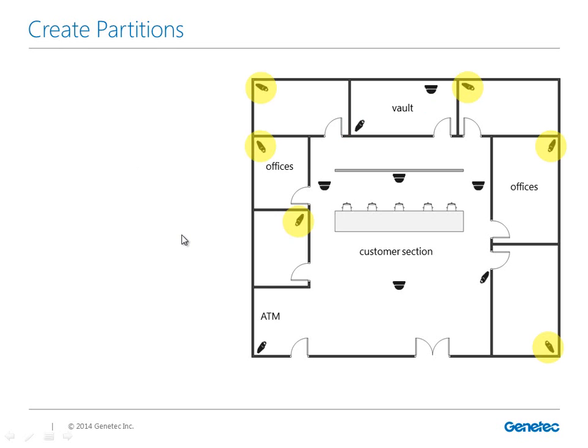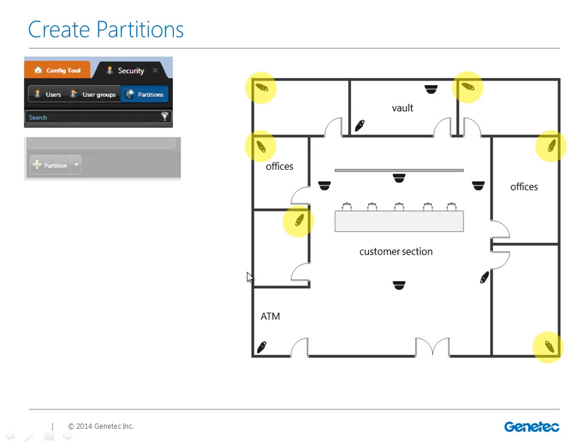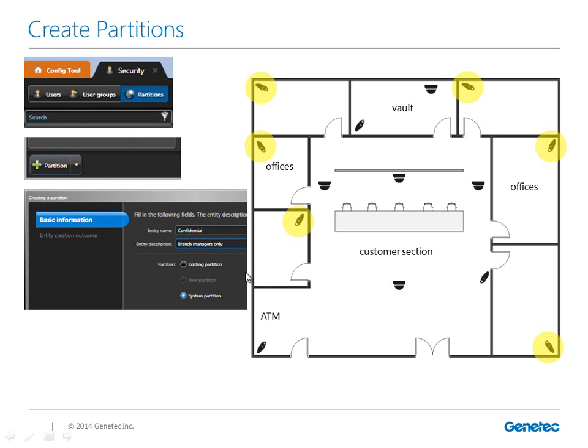Alright, our next level of security is for the branch managers, who will be able to see the office cameras. For client confidentiality reasons, the cameras are not visible to the security guards. Since we only want the users in the management group to see those cameras, we're going to create a partition called confidential. Later, when we add the cameras, we're going to add the office camera entities to this partition, and this partition only.